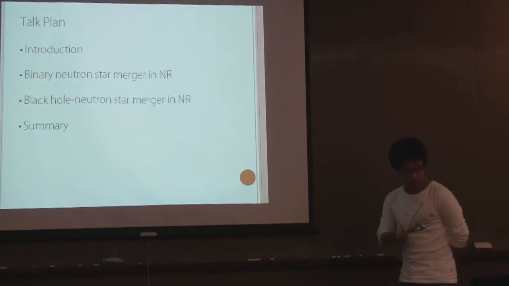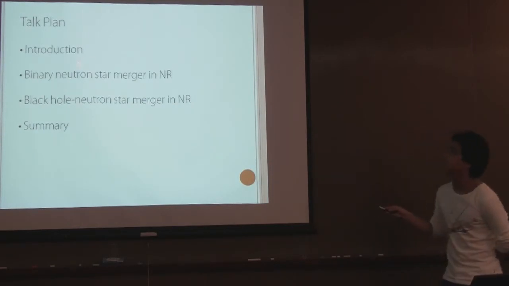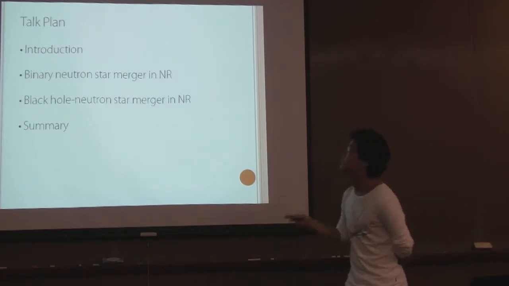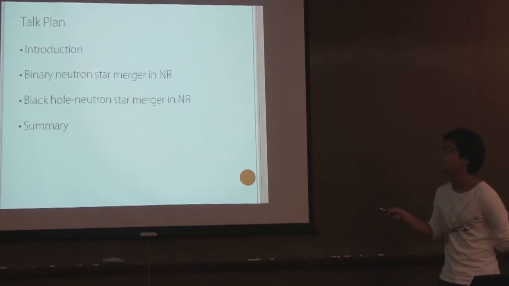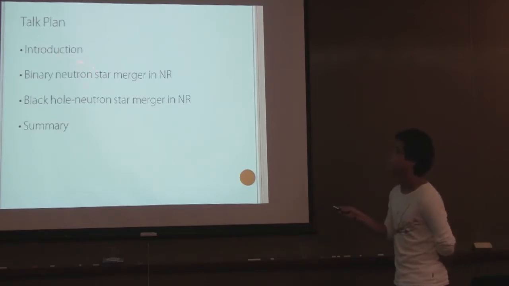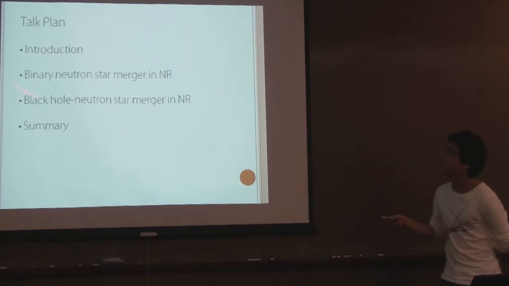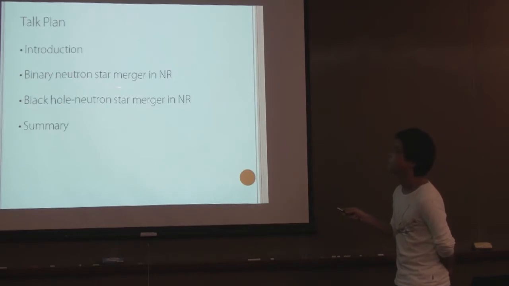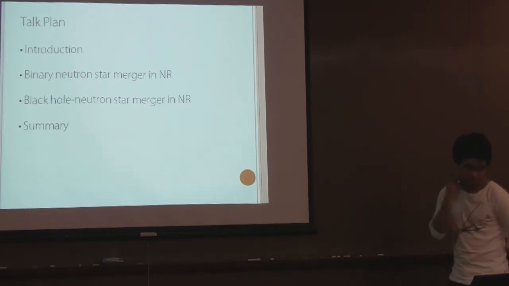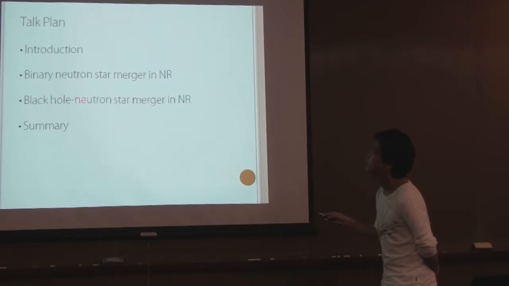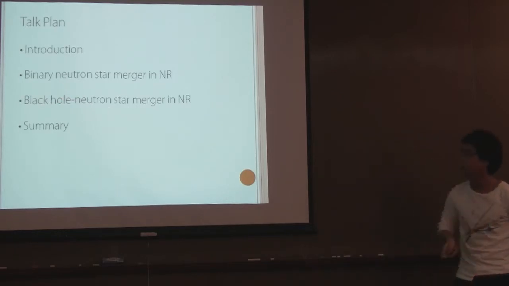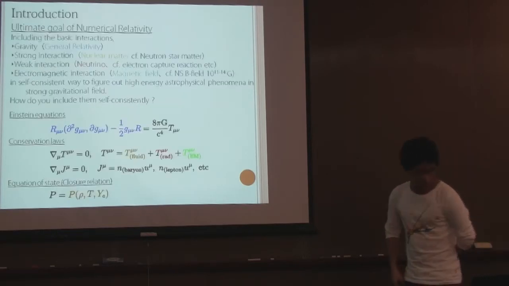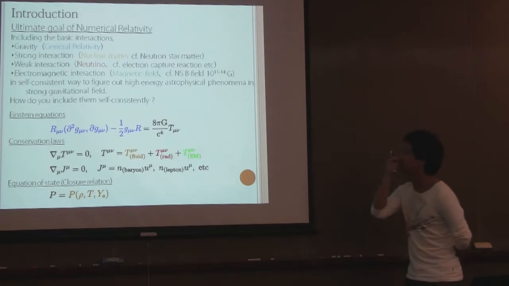And this is a talk plan. First of all, I would like to give introductions. In particular, I'm going to talk about the current status of numerical relativity, because some of you might not be familiar with it. Then, in the second part, I'm going to talk about the binary neutron star merger simulations in numerical relativity, mainly based on our research. Then move on to the black hole neutron star mergers. And finally, I summarize the talk. Okay, let's start from introductions.